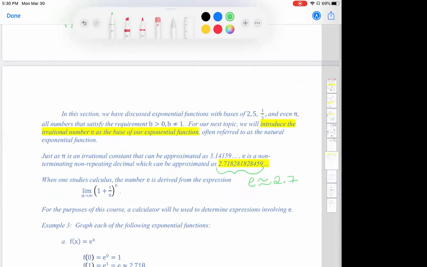So if you want to be a nerd, whenever your friends celebrate Pi Day on March 14th, you can be an extra nerd and celebrate E Day or Euler Day, which is February 7th, 2.7. All right, so let's go ahead and read this introduction.